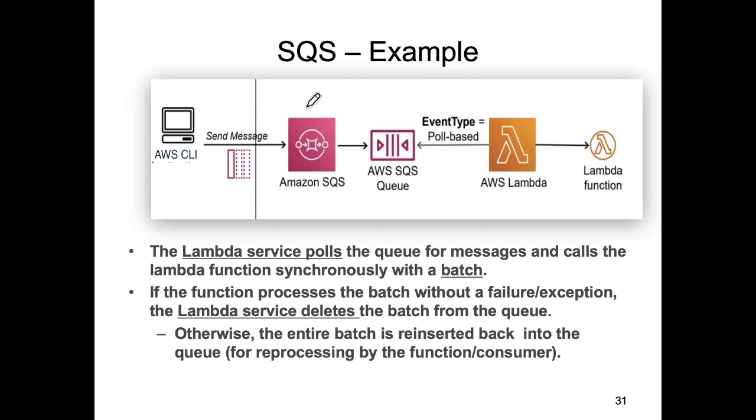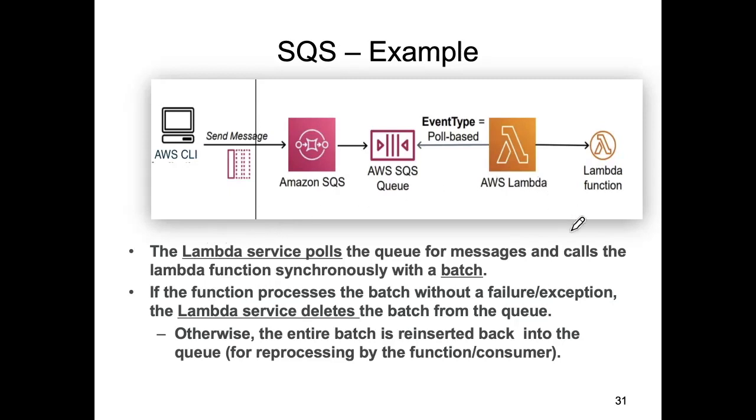So that's what we want to do. This is a very simple little example that we want to set up for ourselves. And I've made this point: the Lambda service polls the queue for messages and calls a Lambda function synchronously, that's okay. If the function processes the batch without a failure, then it deletes it. That's okay. I've made that point as well.